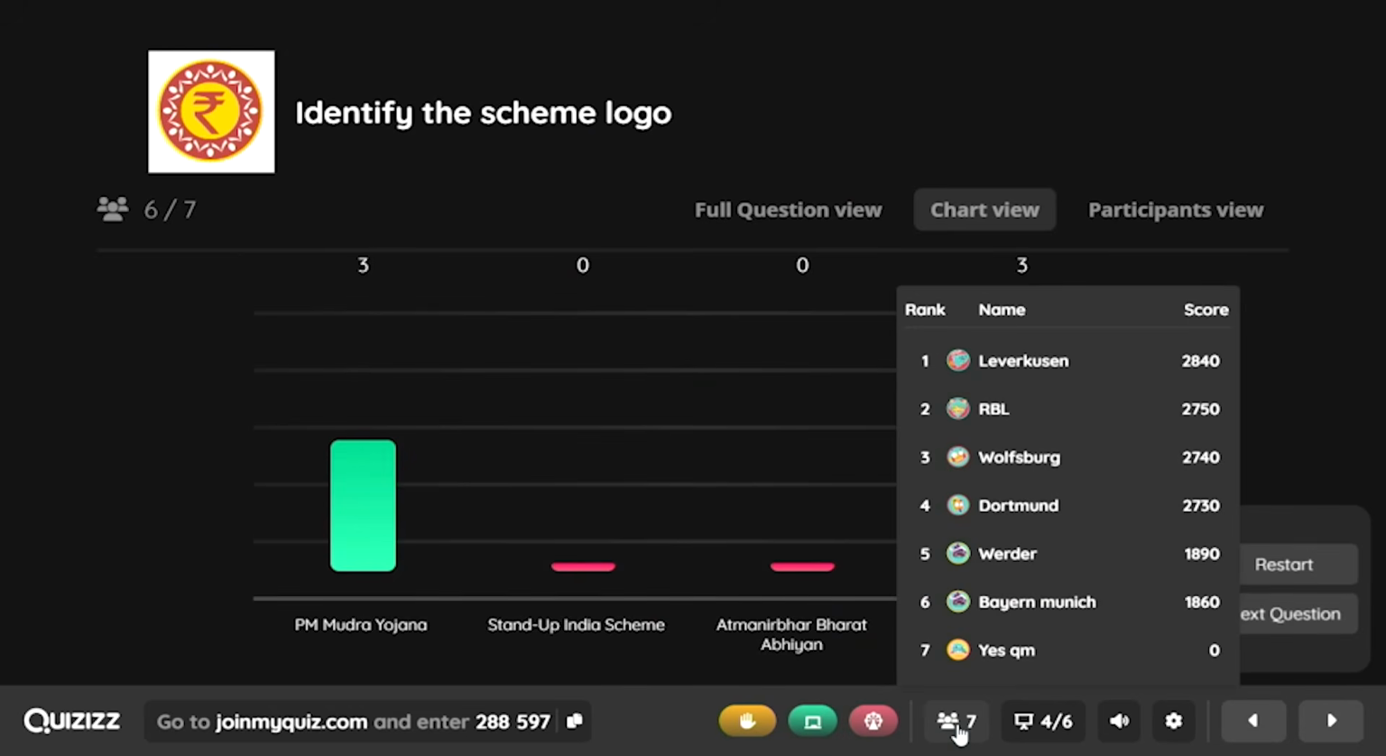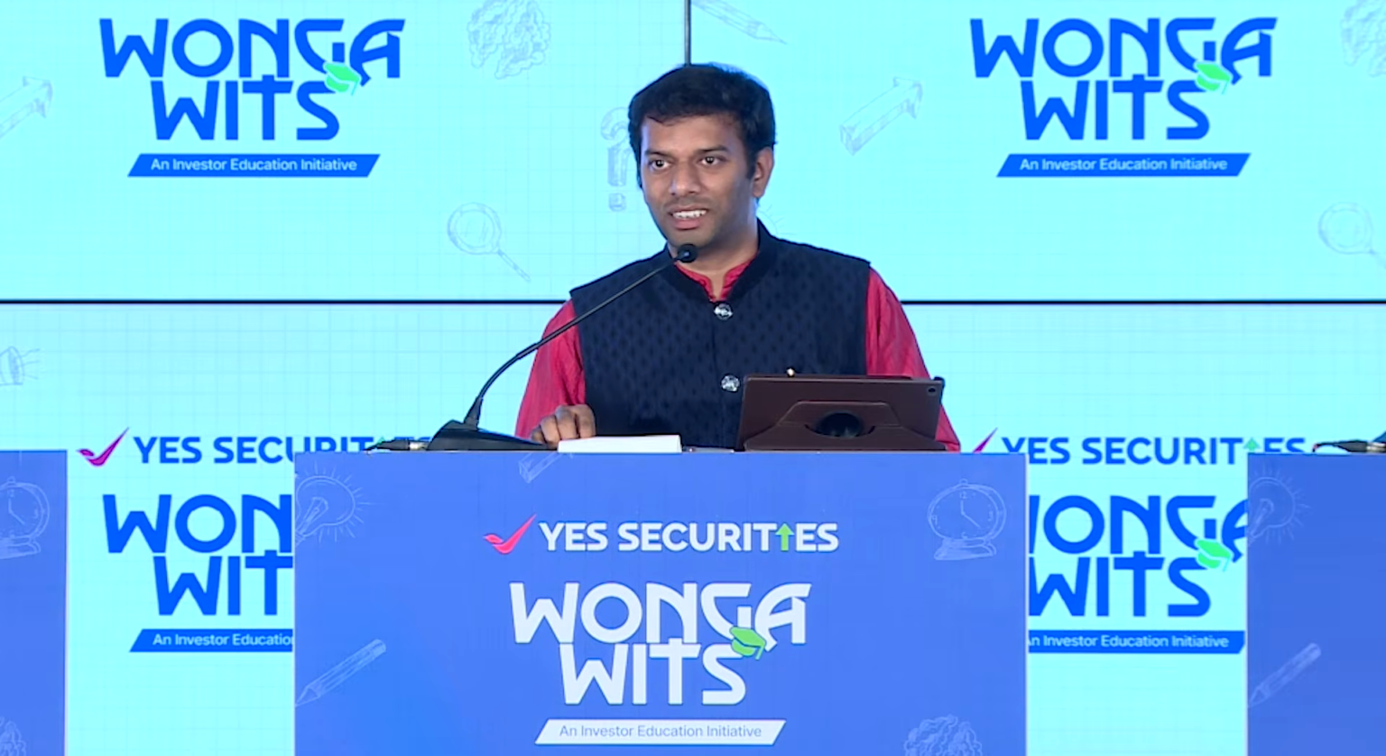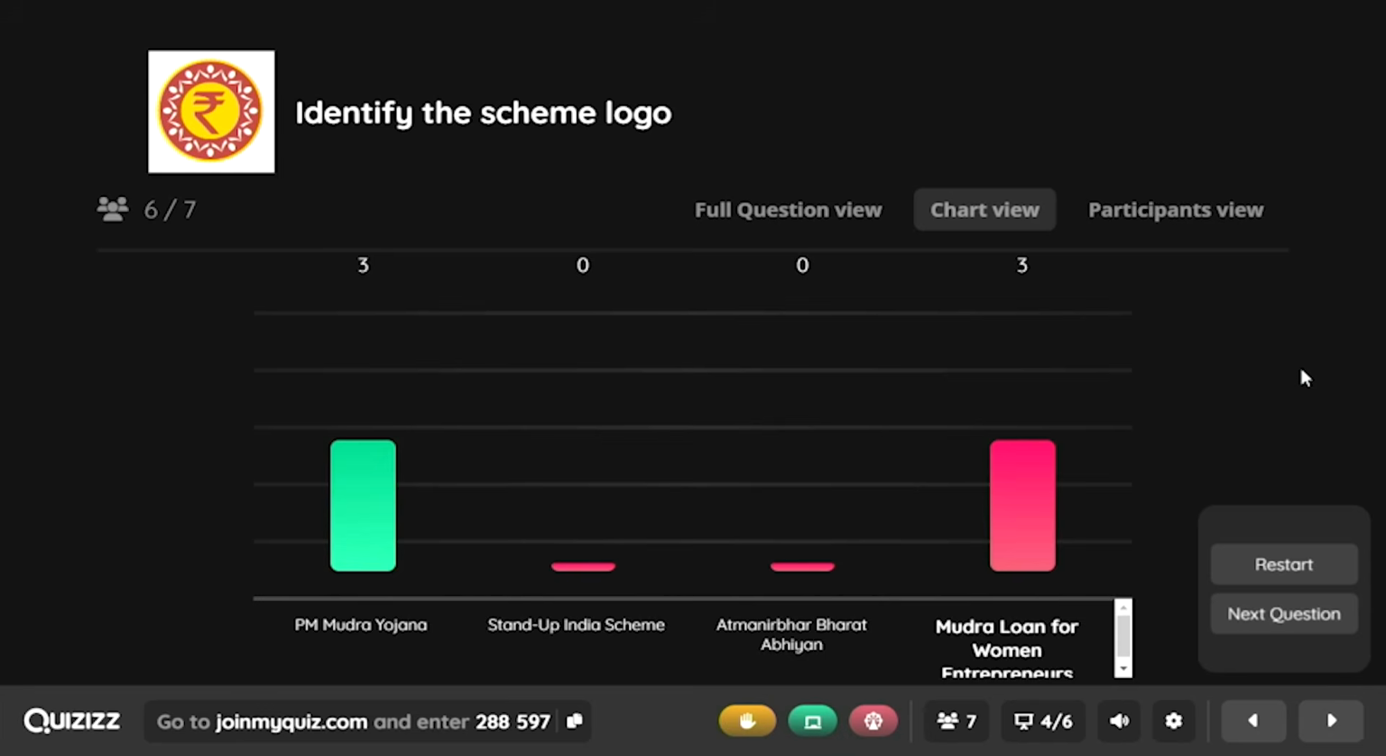Correct answer is PM Mudra Yojana, not Mudra Loan scheme for women entrepreneurs. It's for everyone. It's PM Mudra Yojana. The other option, Mudra Loan for women entrepreneurs, that's a trap there. How many of you clicked on it? Yes, 3 of you clicked on it. It specifically says Mudra Loan for women entrepreneurs. No, Mudra Loan is for everyone.